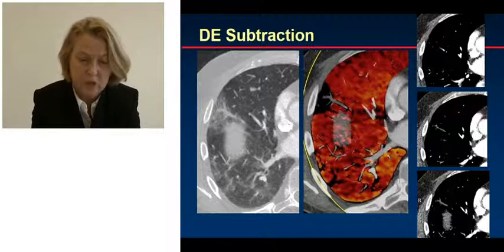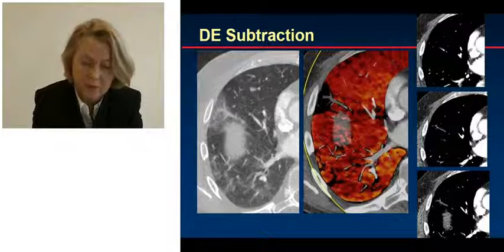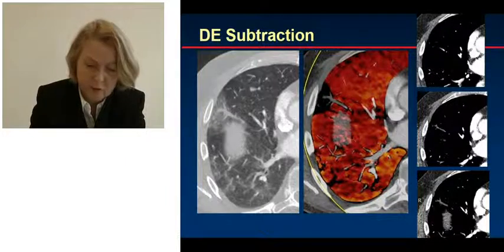What about dual energy subtraction and these perfusion mapping images? Do they help us to find these small peripheral intravascular defects?